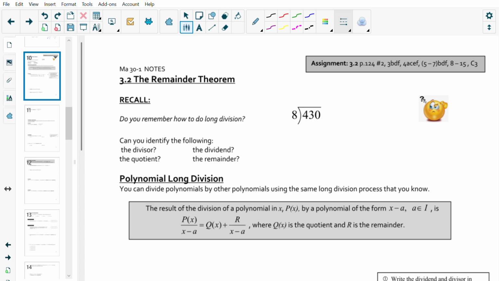Okay, we are back. 3.2, the remainder theorem. Before we get into what the remainder theorem actually is, recall: do you remember how to do long division? It's been a while, hasn't it?